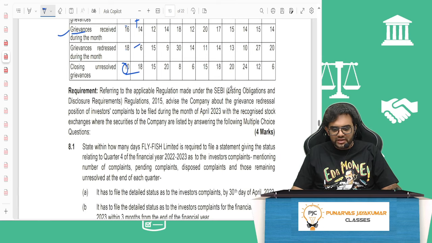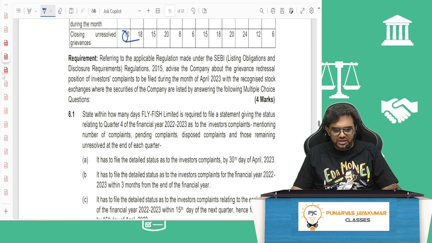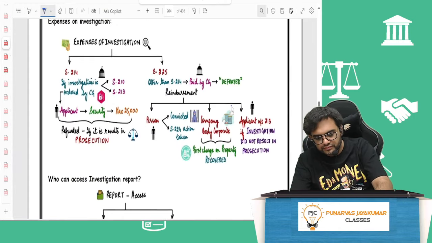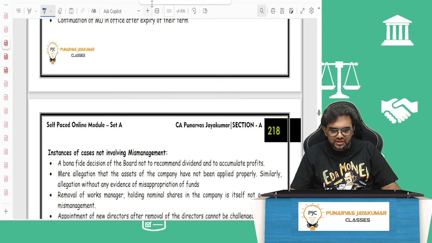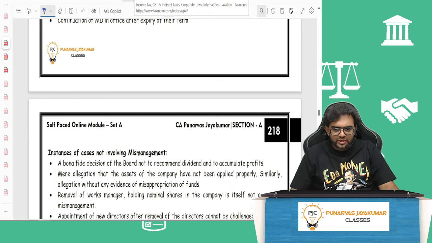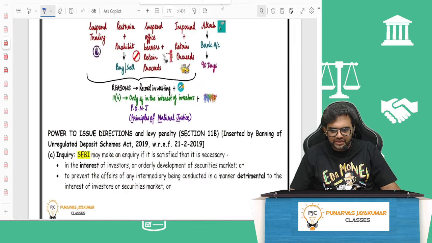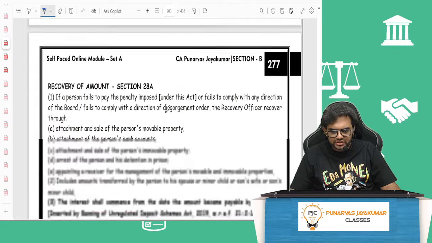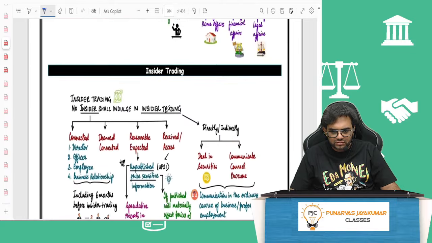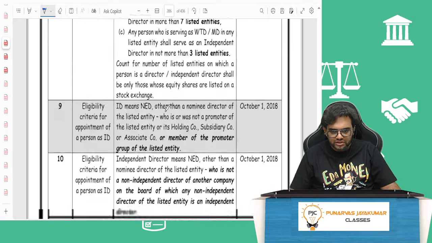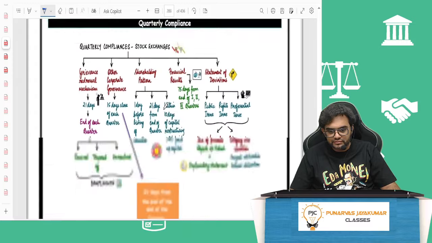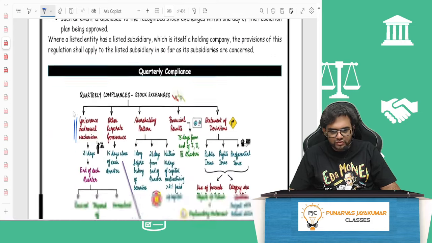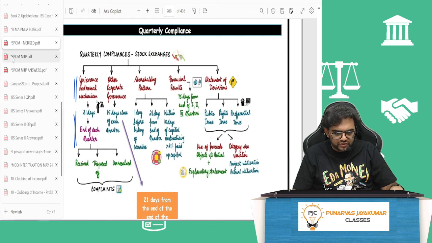Refer to the applicable regulation made under SEBI listing obligation rules, etc. If you see the SEBI regulations, predominantly this is our SEBI LODR regulations. First the SEBI Act we have given, and then we have the LODR listing obligation regulations. All these regulations are more theoretical. This quarterly compliance, see, grievance addressal mechanism. Page 280. 21 days from the end of each quarter you have to do. That's all.